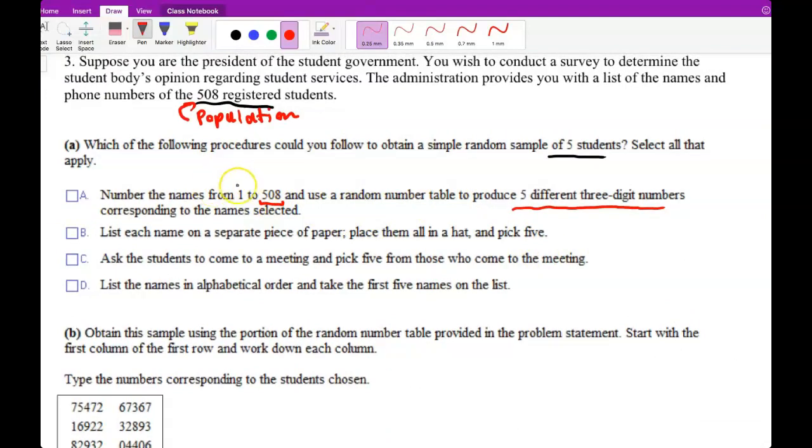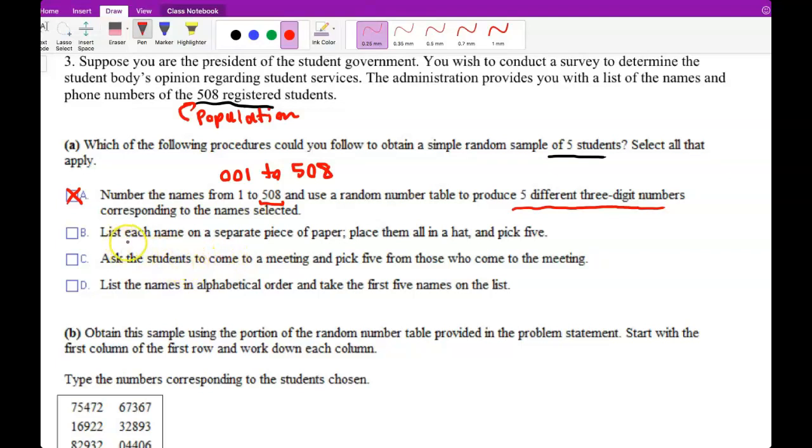What this means here on this part, we have 001 to 508. Okay, so 5 different 3-digit numbers corresponding to the names selected. Okay, it's asking if we can follow this method. Yes, this is correct because this is exactly what we did on the previous example.